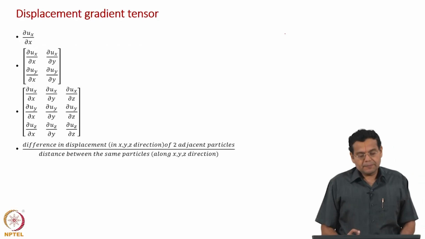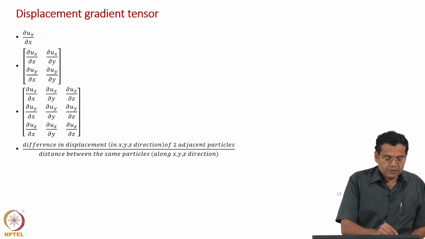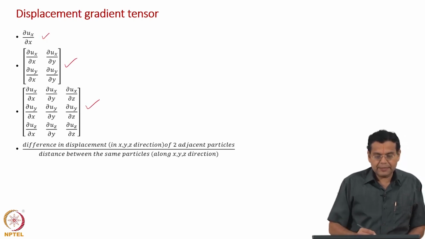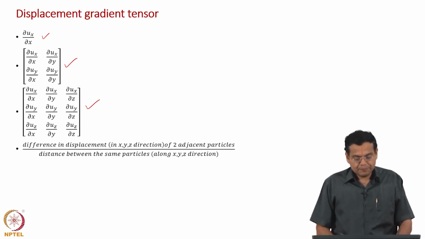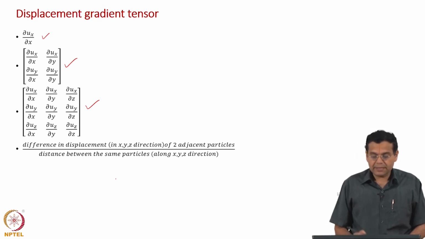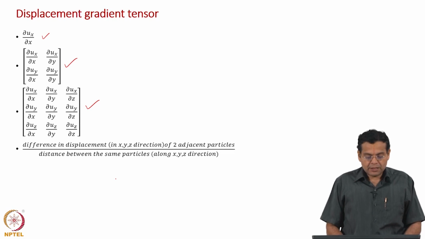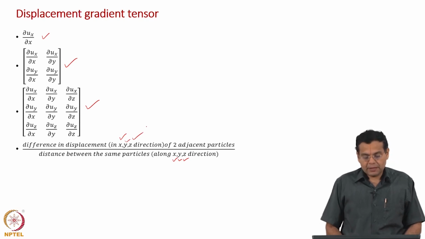Then we introduced displacement field and then displacement gradient tensor for solids, first for 1D, 2D and then 3D. And what was the definition of displacement gradient? We consider two adjacent particles and then take the difference in displacement of two adjacent particles, divide by the distance between the same particles. We also said that the two particles can be considered along x, y, z directions and the displacements could be in x, y, z directions, and hence the displacement gradient is a tensor.